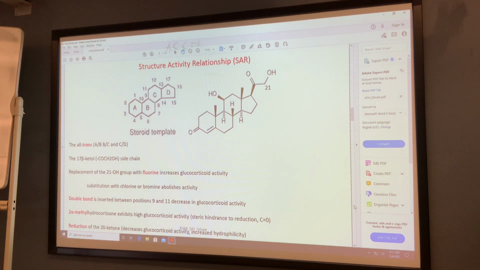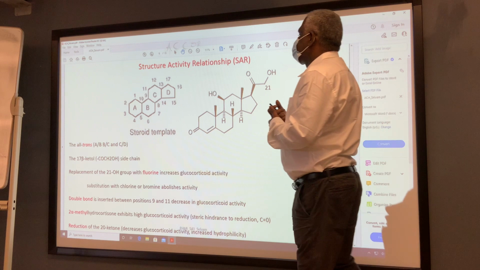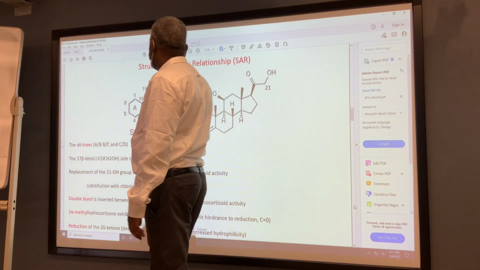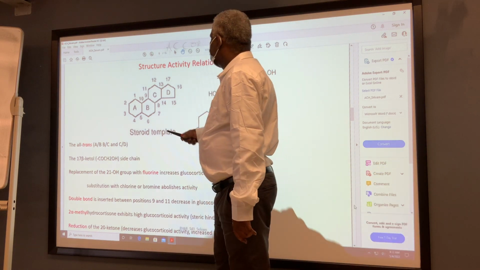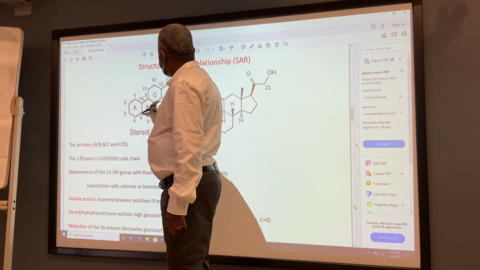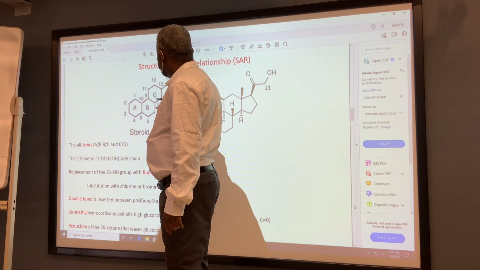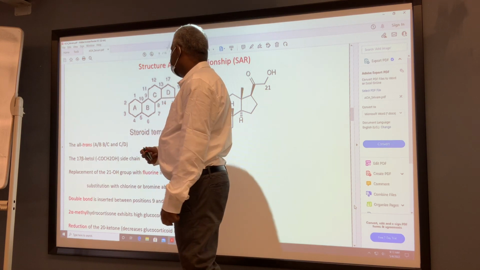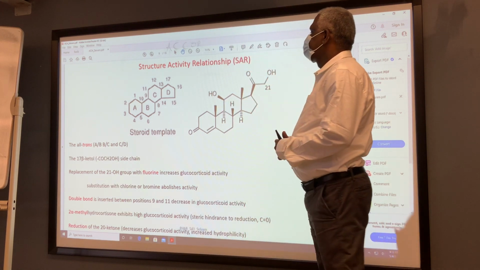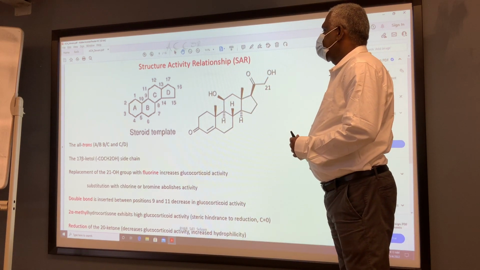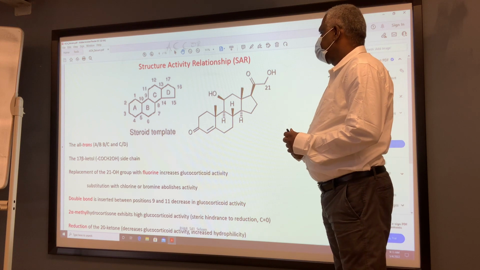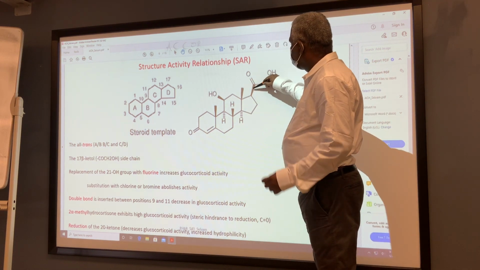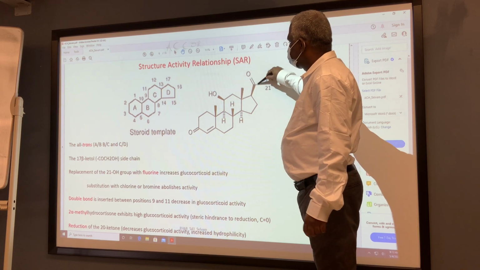For structure activity relationship, the trans stereochemistry, the one we discussed earlier, that is important for activity. That's the AB trans. So the 5 and 10 carbons are trans, the 9, 10 is trans, and 13, 14 is trans, all trans stereochemistry. The 17 beta side chain is important. So that is the 17th carbon, the keto side chain is important for activity.